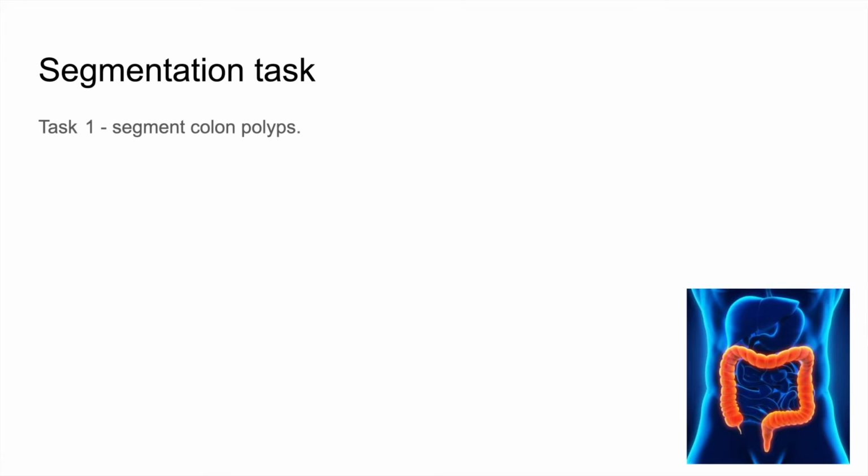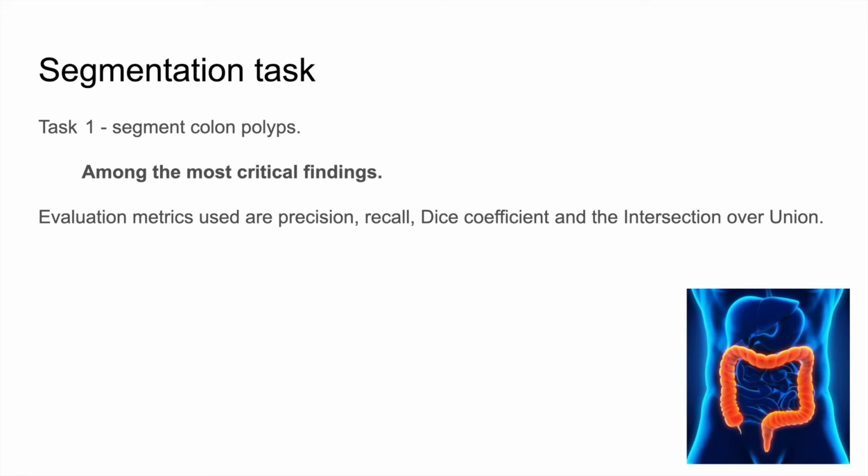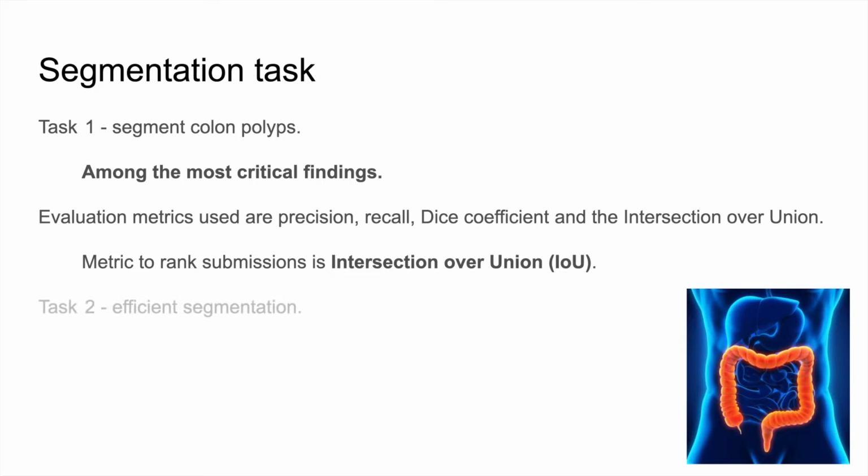Okay. So what was the task this year? Task one was to segment colon polyps. Why colon polyps? Because they are among the most critical findings. That means if you can find a polyp before it gets cancer, you can basically save lives. That's why it's really important to find them early. The evaluation metrics we used for this task were precision, recall, dice coefficient, and the intersection over union. To rank the submissions, we chose the intersection over union, also called IOU.